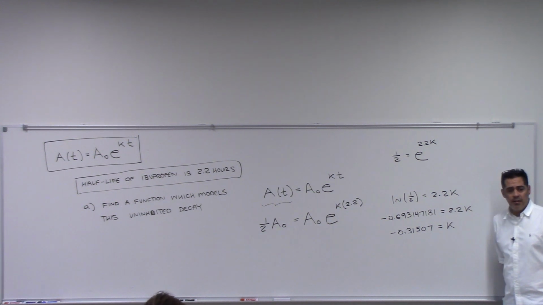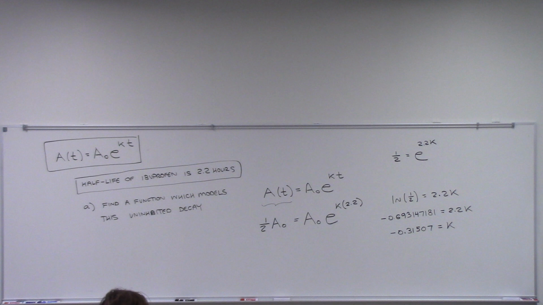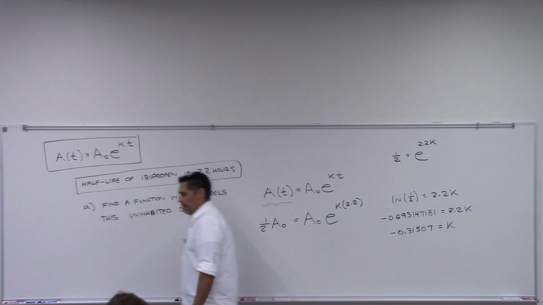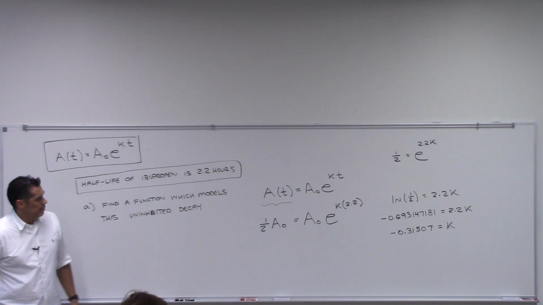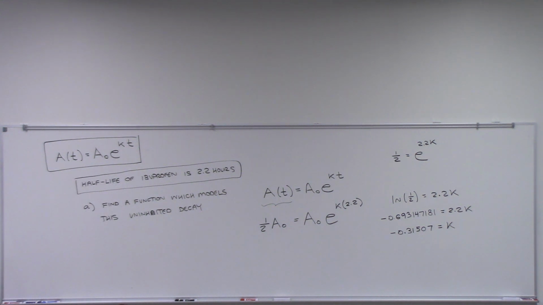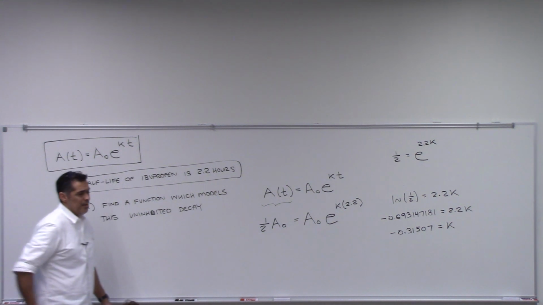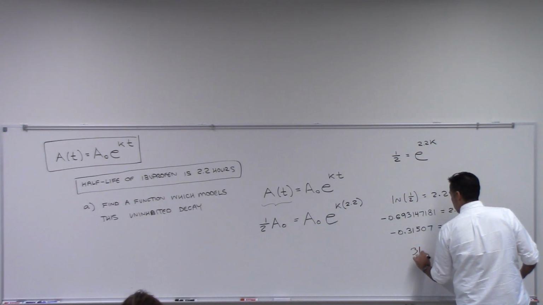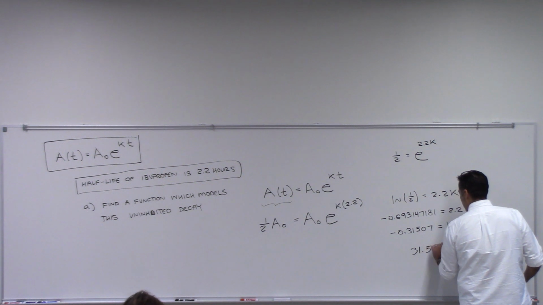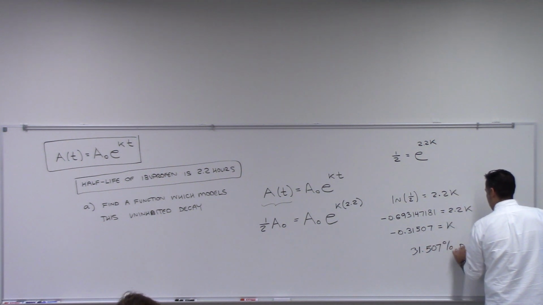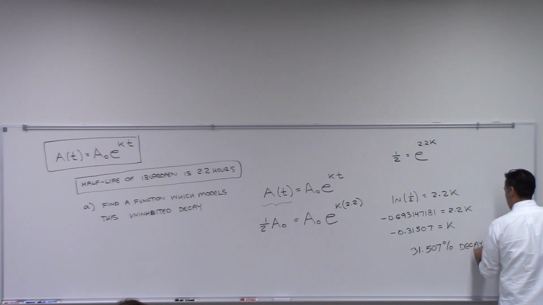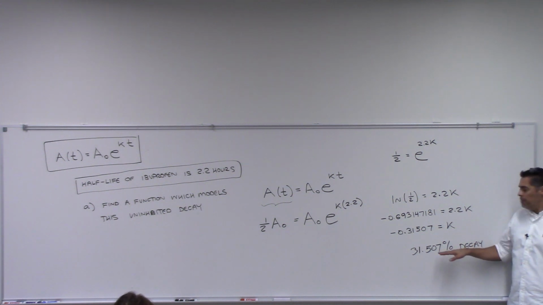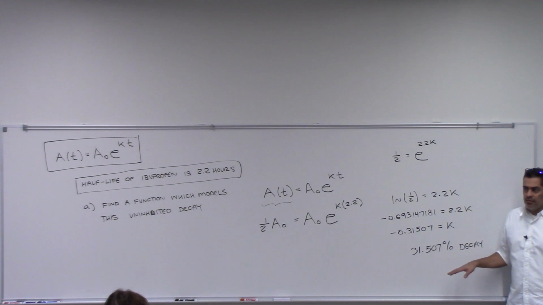That's my decay rate. So what is my decay rate written as a percentage? About what? 31.5-ish, right? This is about 31.507% what, decay? This is the rate of decay. 31.5% decay. That's the rate.